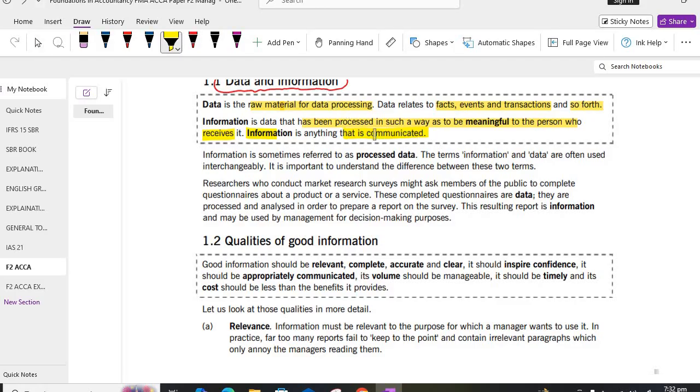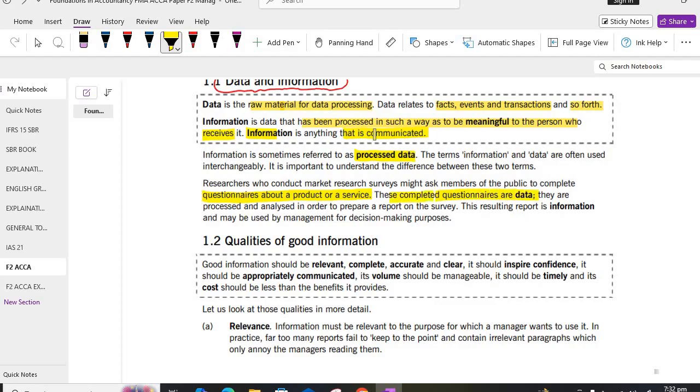This is just the definition that information is processed data that is meaningful and actionable. Information is sometimes referred to as processed data. We have discussed this. The terms information and data are used interchangeably. It is important to understand the difference between them. A researcher who conducts a market research survey might ask members of the public to complete a questionnaire about a product or service.